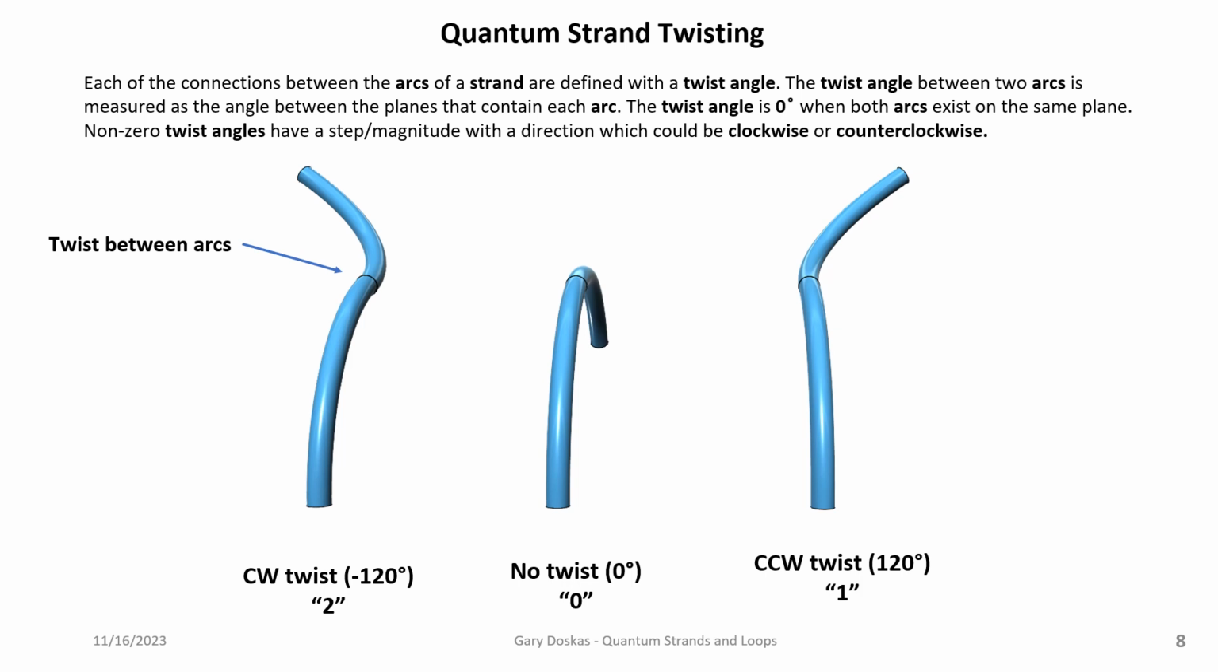Quantum strand twisting. Each of the connections between the arcs of a strand are defined with a twist angle. The twist angle between two arcs is measured as the angle between the planes that contain each arc. The twist angle is 0 degrees when both arcs exist on the same plane. Non-zero twist angles have a step or magnitude with a direction that can be clockwise or counterclockwise.